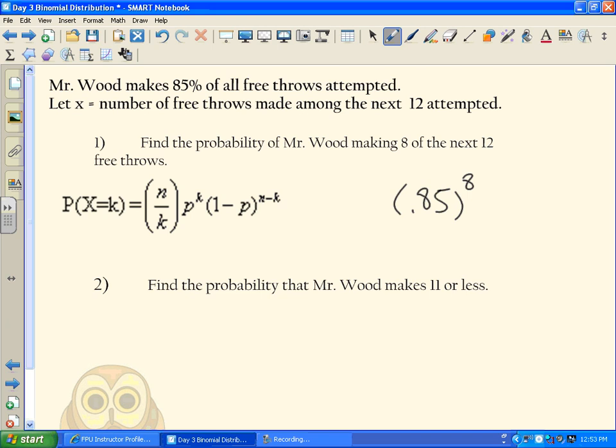And not only do I have to have 0.85 happen 8 times, I also, since I'm shooting 12, if I make 0.85 8 times, that represents my makes. How often am I going to miss it? 4 times. So I have to have 4 misses. Well, Mr. Wood, isn't that just 0.85 times 0.85 times 0.85 times 0.85 times 0.85 and so on, and then times 0.15 times 0.15 times 0.15 times 0.15? That would represent the situation where I make my first 8 free throws and then miss my next 4.